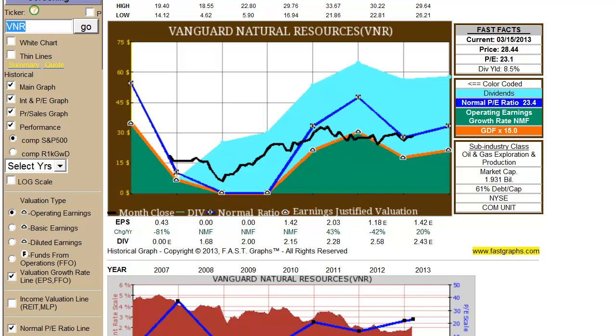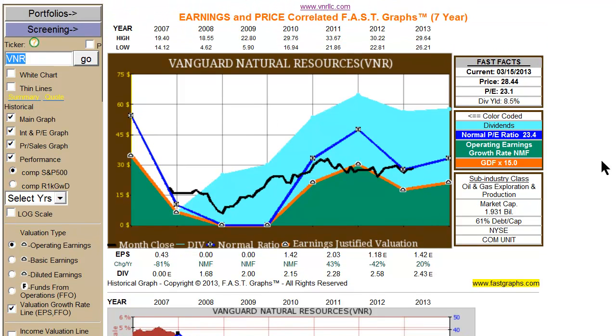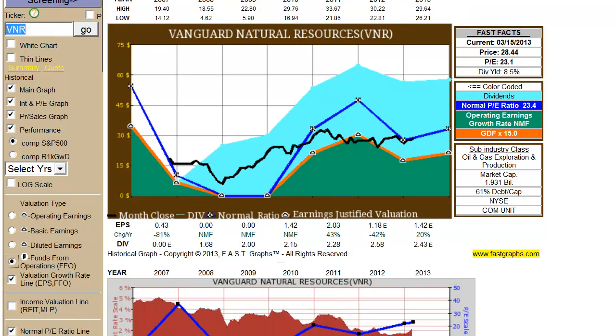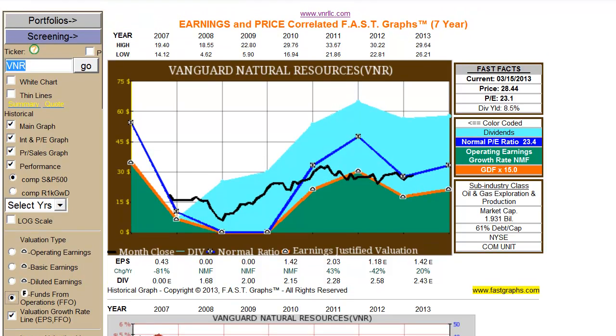So what we really needed was a better way to evaluate REITs and MLPs. So what we did at FastGraphs was we looked at funds from operations, and we created a funds from operations option so that when you're valuing businesses, you can use either operating basic diluted for regular C corporations, and we always default to and prefer using operating earnings because we feel that's the best earnings and price correlation with normal companies. But for MLPs and REITs, we developed this funds from operations metric because that's a good measurement of how to really measure an MLP or a REIT, as I'll illustrate here in a moment.